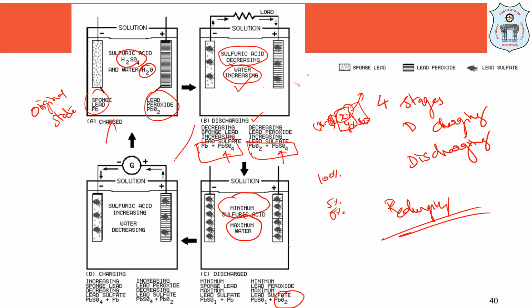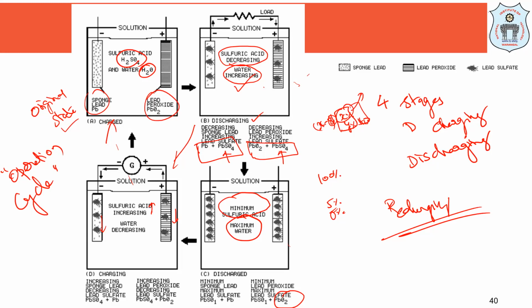That means a similar condition will be here. That is, you are going to have a continuous increase in sulfuric acid. The reduction is lead sulfate at both electrodes, and finally it goes back to its original state. So this is the operation cycle of a lead acid battery. Okay, so I repeat.